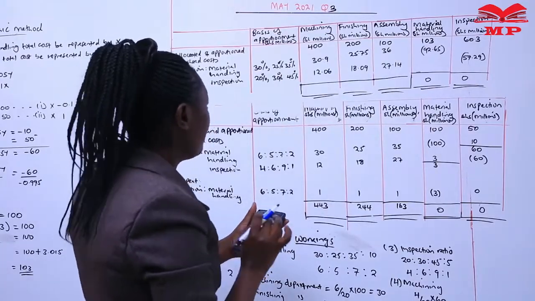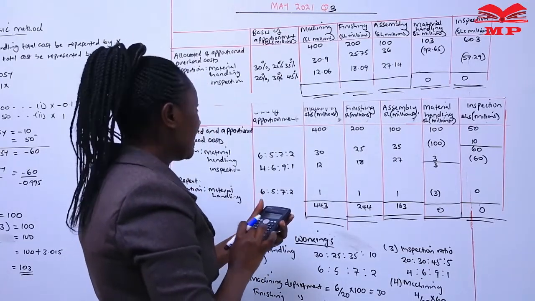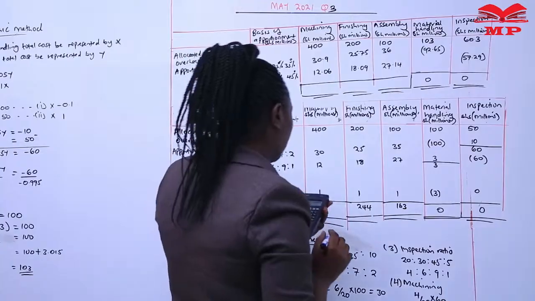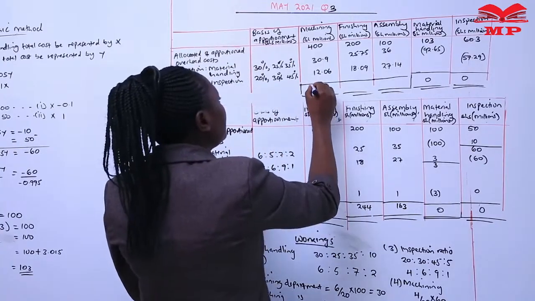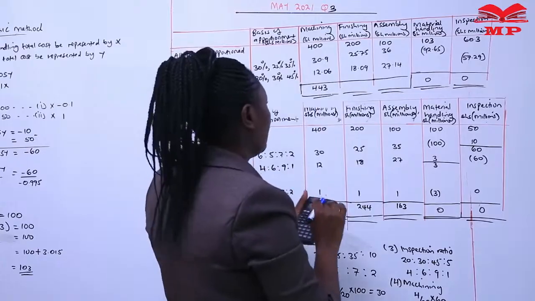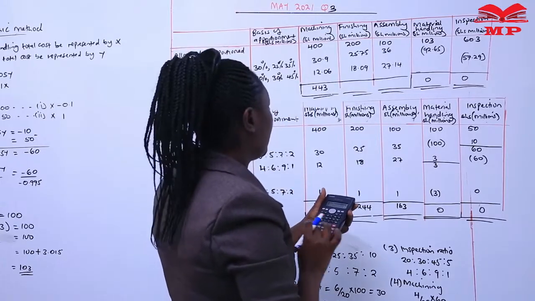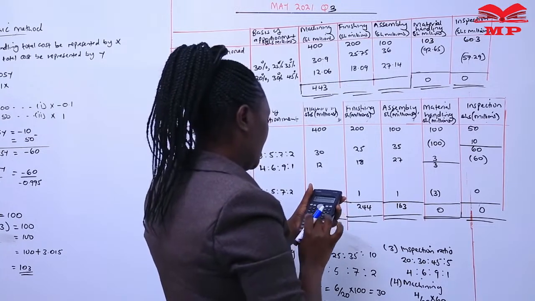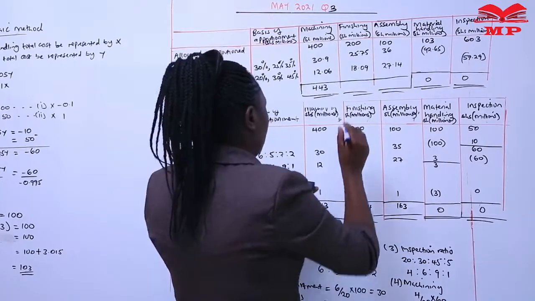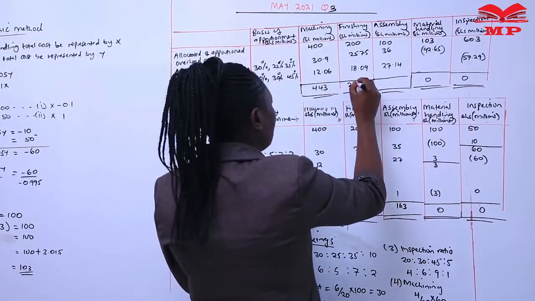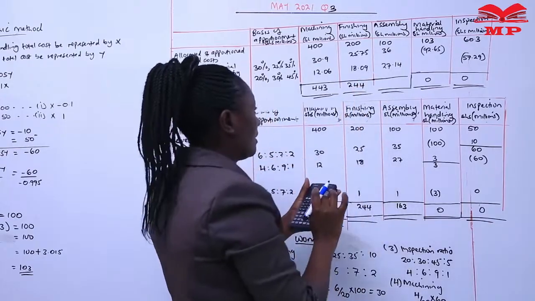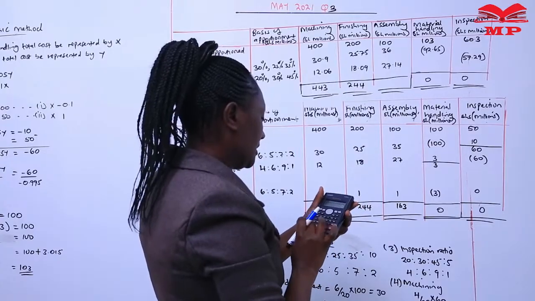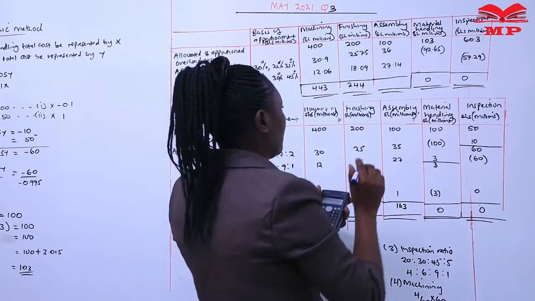So for machining, we have 400 plus 30.9 plus 12.06, which will be 442.9, which is the same as 443. And then we have 200 plus 25.75 plus 18.09, which will give us 244. Then we have 100 plus 36 plus 27.14, and this is 163.